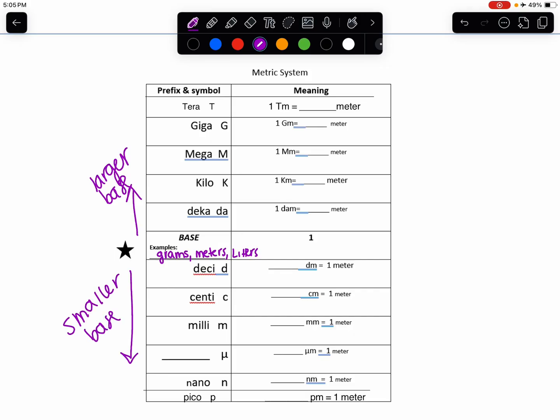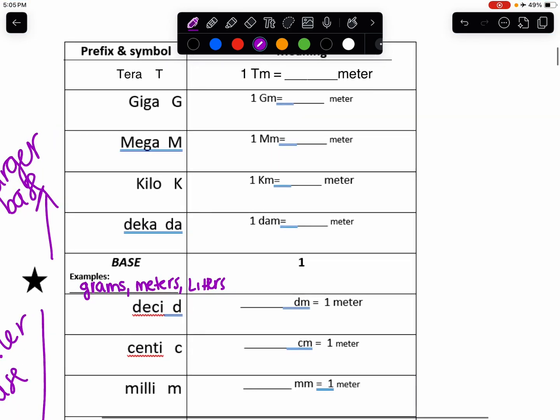Okay, so for example, if we're looking at meters in all of these, 1 decameter is equal to 10 meters. 1 kilometer is equal to 1,000 meters, and again, you may prefer to write that as 10 to the third, which is fine. 1 megameter, so make sure when you see mega, it is a capital M. That is a million. You can also write that as 1 times 10 to the 6th.